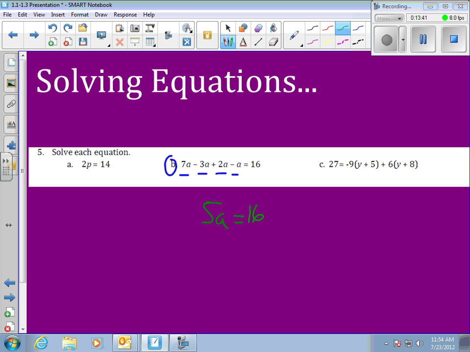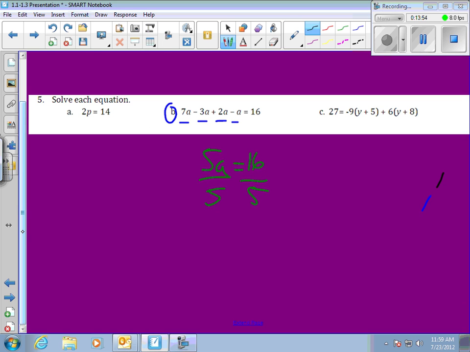Now, it's 5 times a. We want to get rid of the 5. The opposite of multiplying 5 times a would be dividing by 5. So I'm going to divide both sides by 5 here. 5 divided by 5 is 1, so this becomes 1a, or just a, equals 5 goes into 16 3 times. With 1 left over, that's 1/5, or 0.2. So a equals 3.2 is our answer.